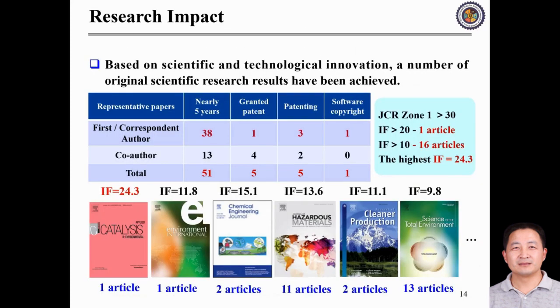Based on scientific and technological innovation, a number of original scientific research results have been achieved. We have published nearly 50 papers in the last 5 years, published in Applied Catalysis B: Environment and Energy, Environment International, Chemical Engineering Journal, and the Science of the Total Environment.